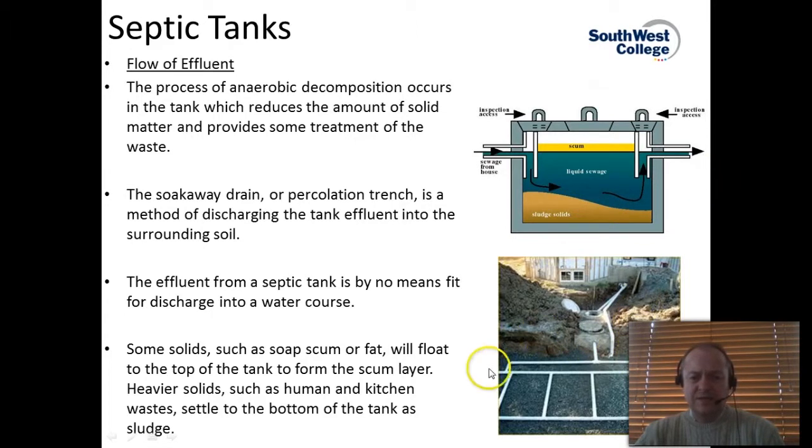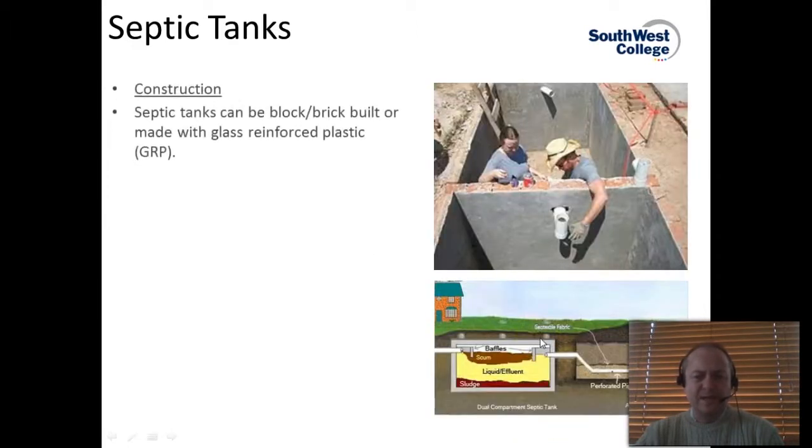The soakaway drain, or the percolation trench as it's sometimes called, is how the fluid that comes out of your septic tank on the right hand side here is discharged and dispersed into the surrounding soil at the outlet side of your septic tank. The effluent from the septic tank is not fit for discharge into a watercourse, so particular precautions need to be undertaken if you're near rivers, lakes, or close to the water table. The effluent should only be discharged into a soakaway where it won't reach any watercourses. Some solids such as soap scum or fat will float to the top and form a scum layer, and heavier solids such as human and kitchen wastes sink to the bottom of the septic tank and form a sludge.